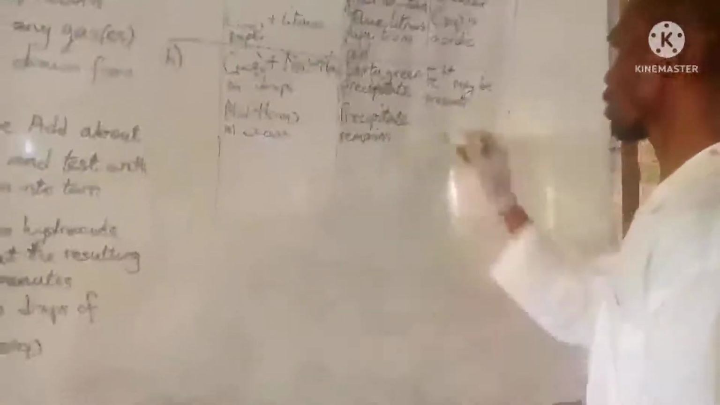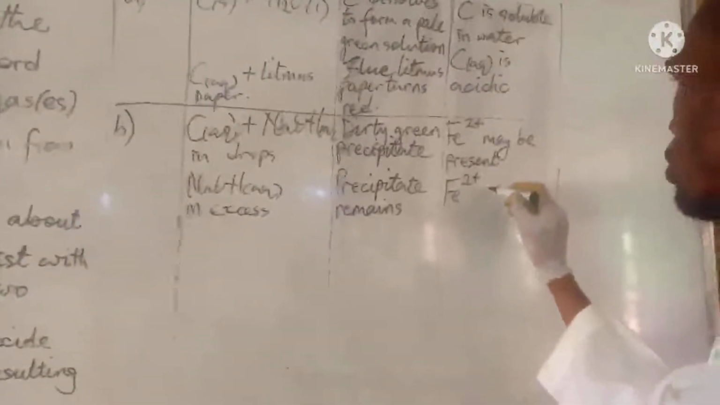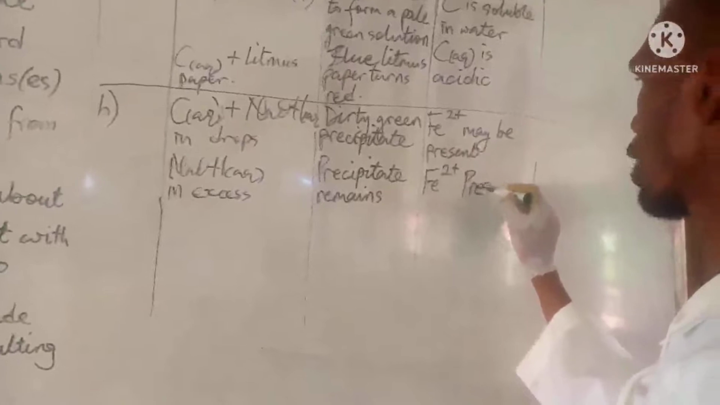Precipitate remains. So we now confirm Fe2+ ions present, okay? Or you can say confirmed, present. So that is it on that one.